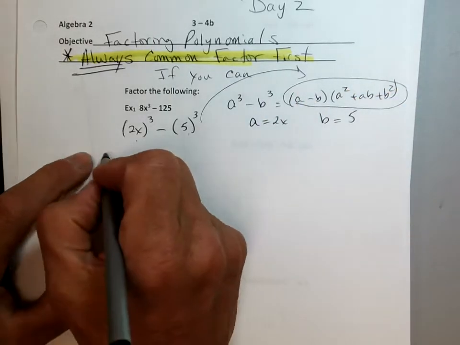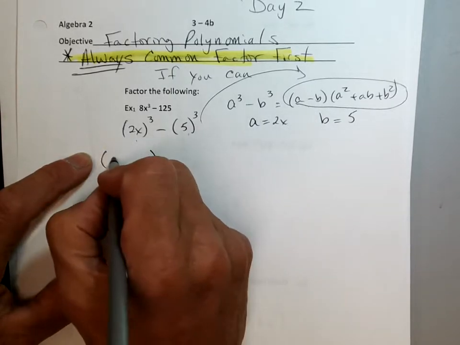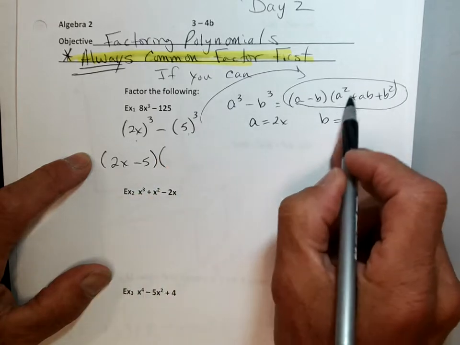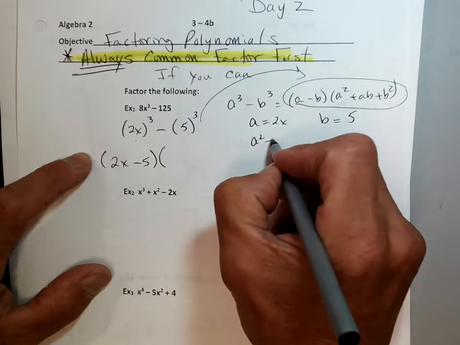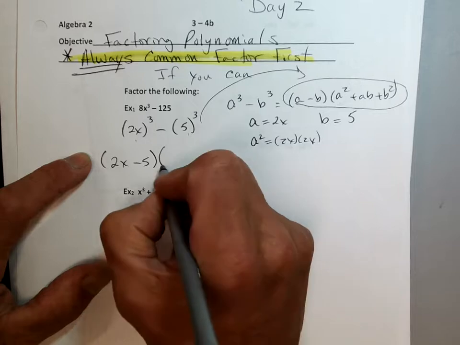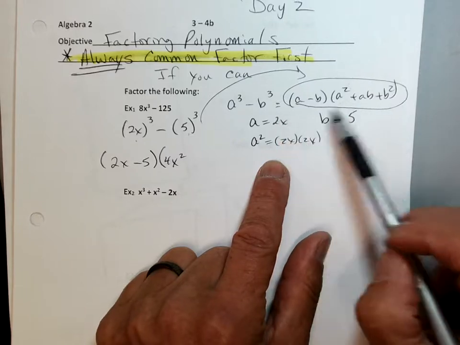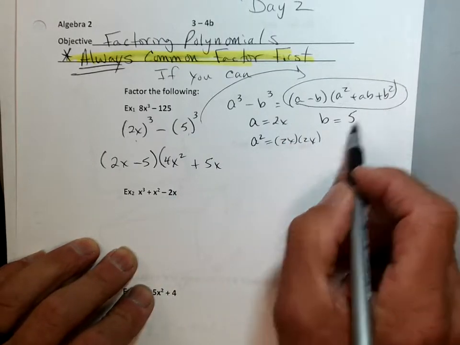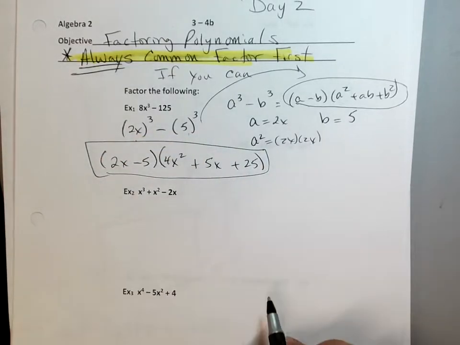We're just going to plug it into our formula, okay? So, parentheses, a minus b. Well, a is the 2x minus the b, which is 5. Here's my formula: parentheses, a squared. If I square this, a squared is 2x times 2x, which is 4x squared. Then plus ab, multiply these two, that's going to be a positive 10x. And then plus b squared. 5 squared is 25. And that's all you can do. You can't factor it again. You're done.